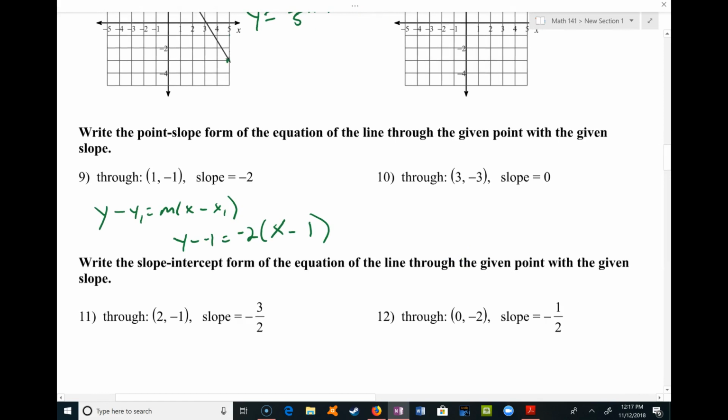And this said write the point-slope form of the equation, so we could just leave it like that. Although you know that you could put it in standard form or slope-intercept form any way you want to, just by simplifying and moving some things around.